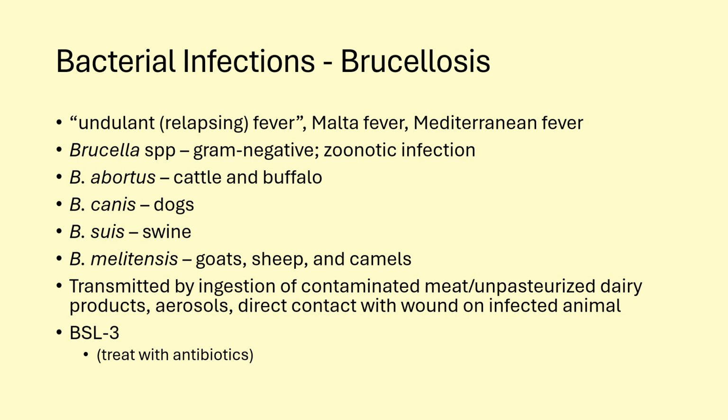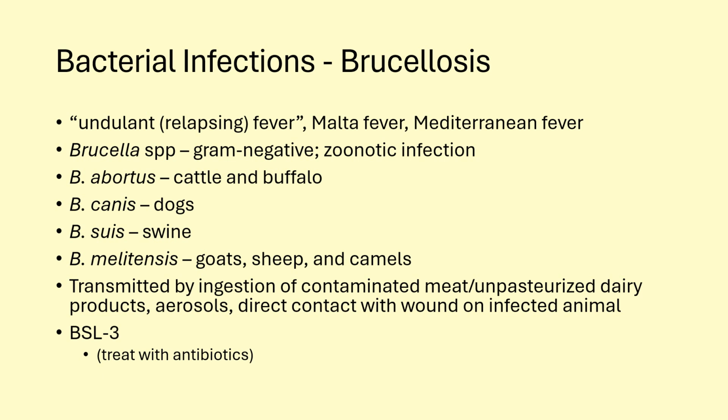Brucellosis, we're still under bacterial infections. It has a couple other common names: undulant fever, Malta fever, Mediterranean fever. Brucella species are gram-negative. This is a zoonotic infection, meaning that it's transferred from other animals and then transmitted over to humans. Brucella abortus comes from cattle and buffalo. Brucella canis is transmitted from dogs. Brucella suis is swine. And Brucella melitensis is goats, sheep, and camels.